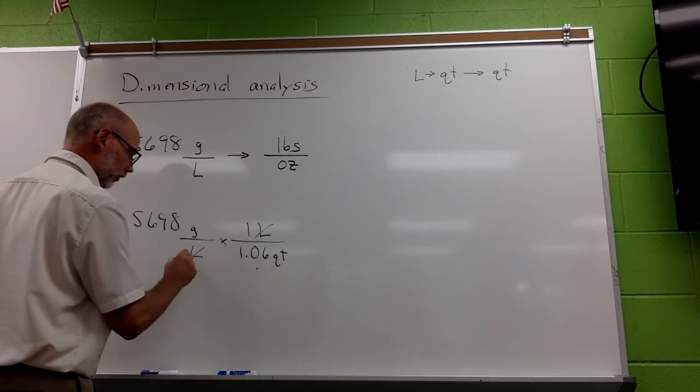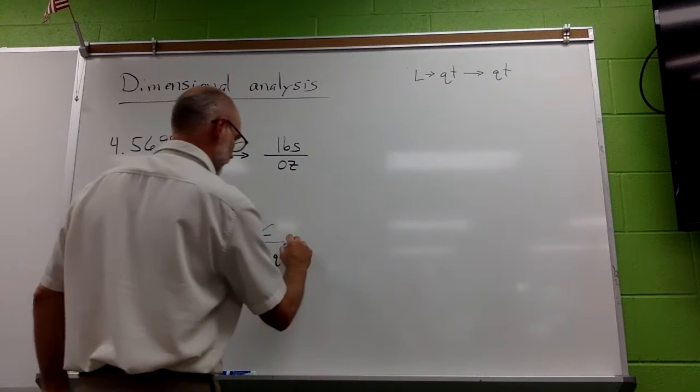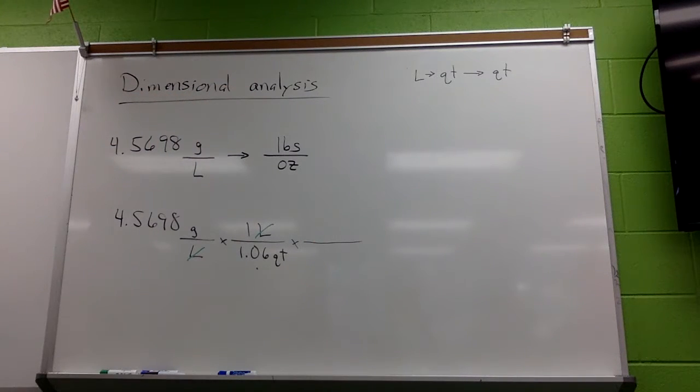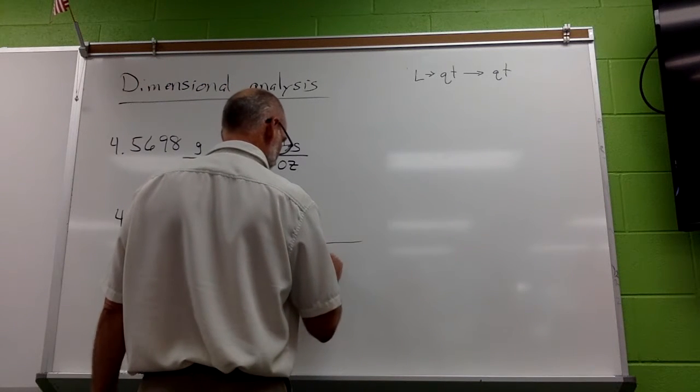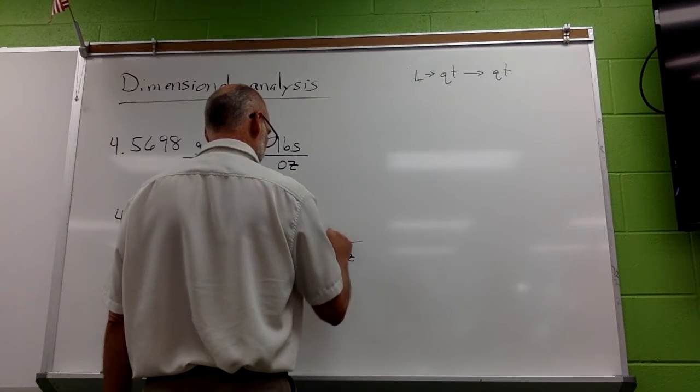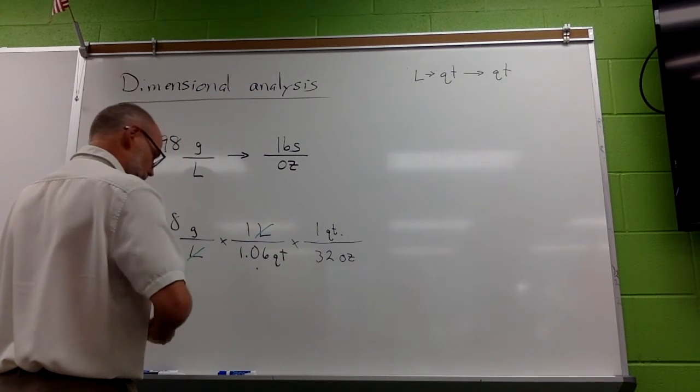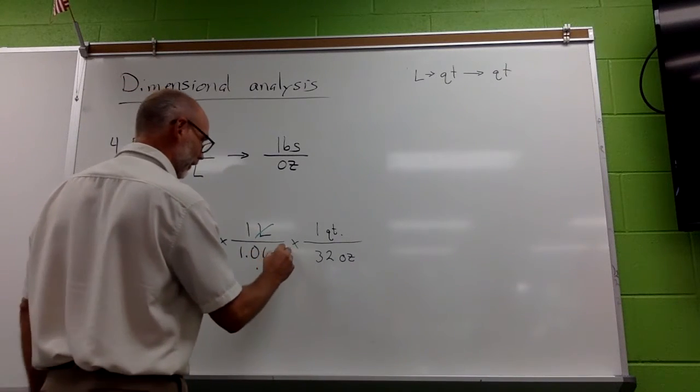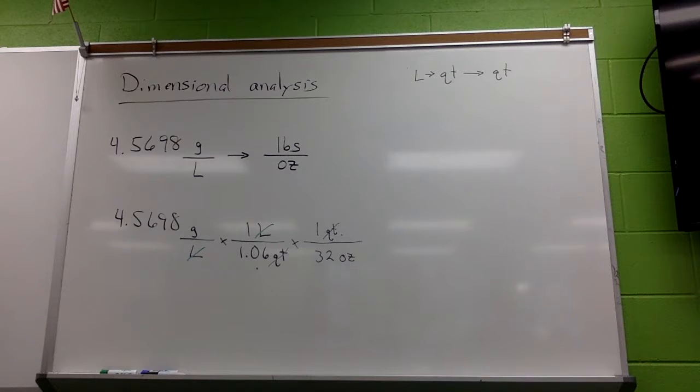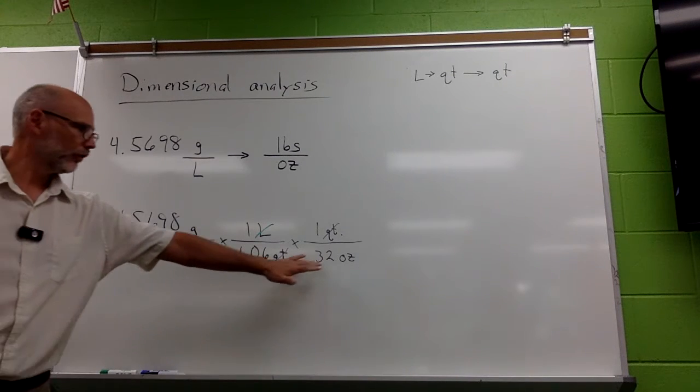My liters cancel. I'm left with quarts. Now, does anyone know the relationship between quarts and ounces? See, I told you guys that you know the metric system better than you know the U.S. system. 32. It is 32. Now, you looked that up, right? I think you looked that up, but... Anyway, so, we're now in ounces. Would you guys agree?